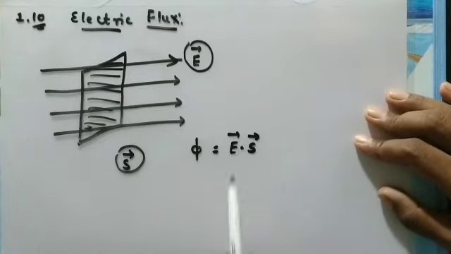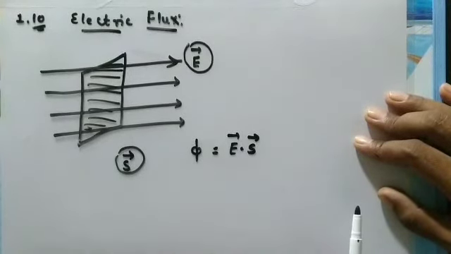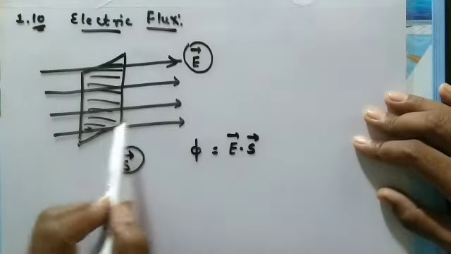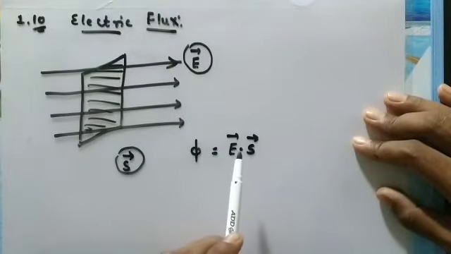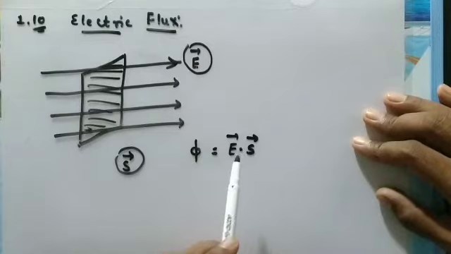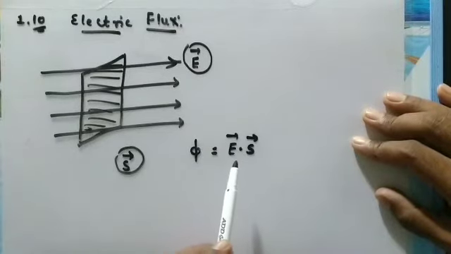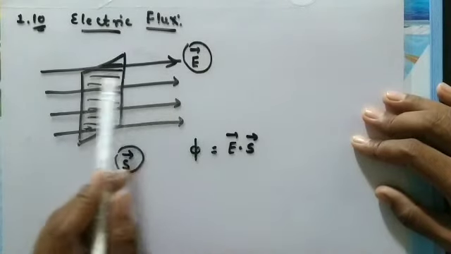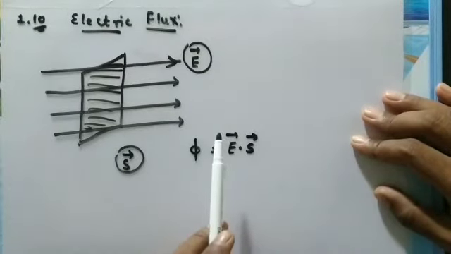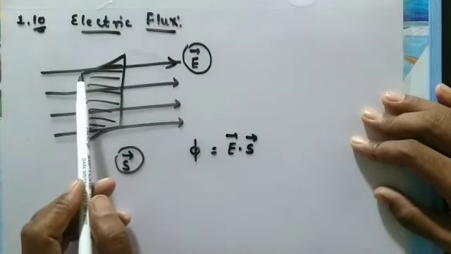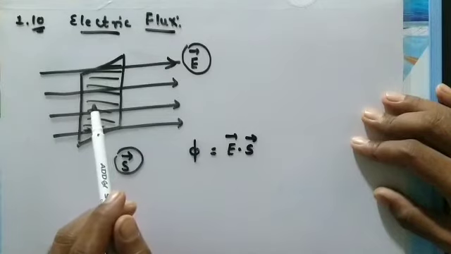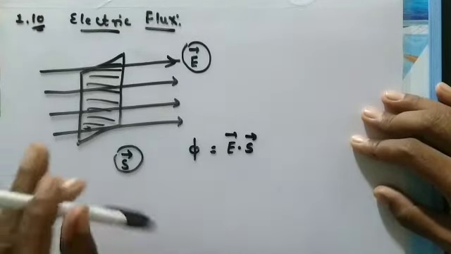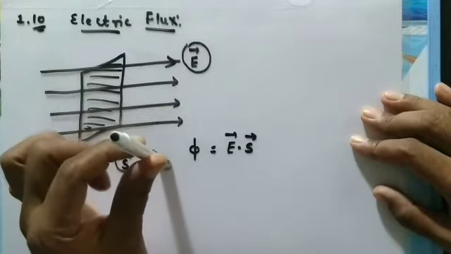Now why is it a dot product? Because if we rotate the surface in an electric field, then the angle may change. In one particular case, if the surface is exactly perpendicular to the electric field, then the angle will be 0. Why is the angle 0? It is because the area vector is always perpendicular to the surface, like this.